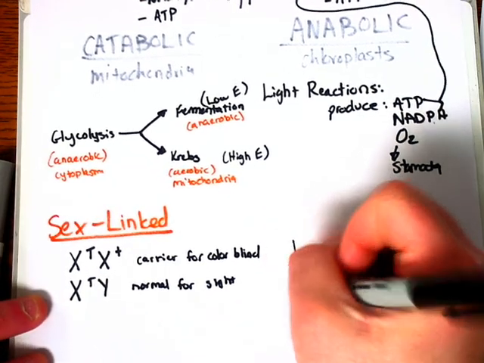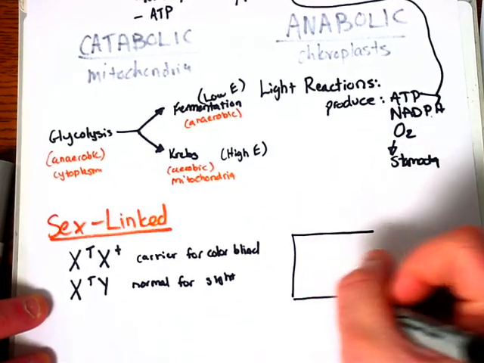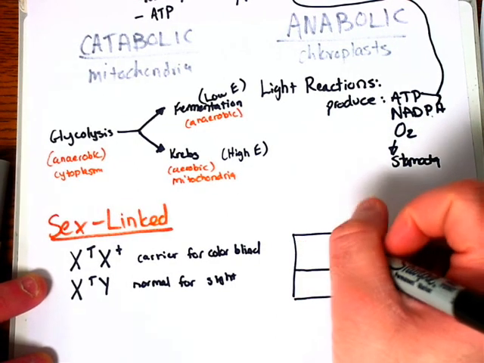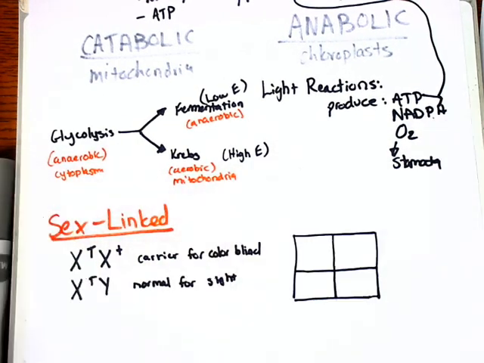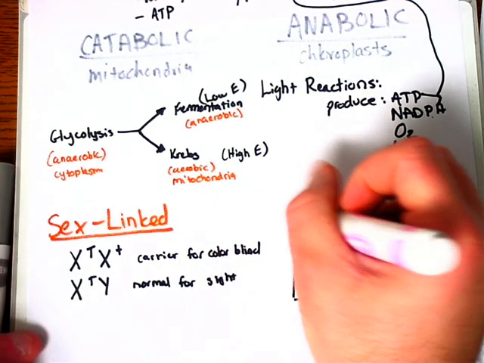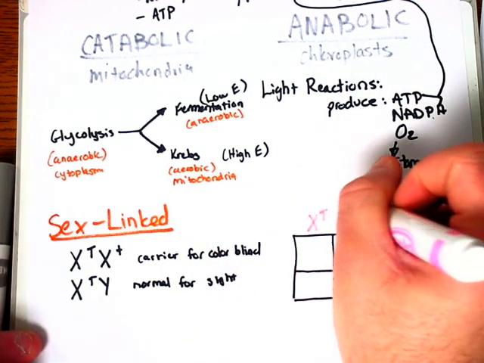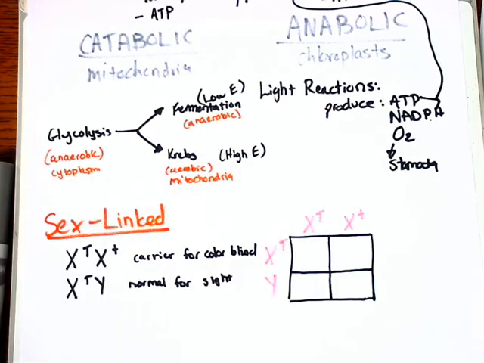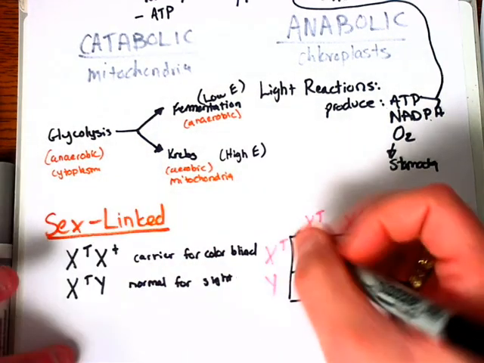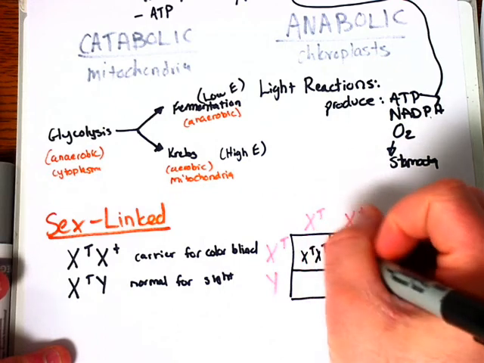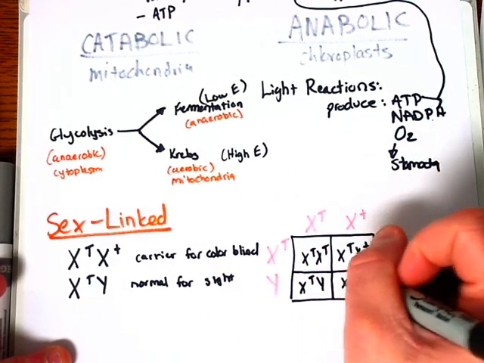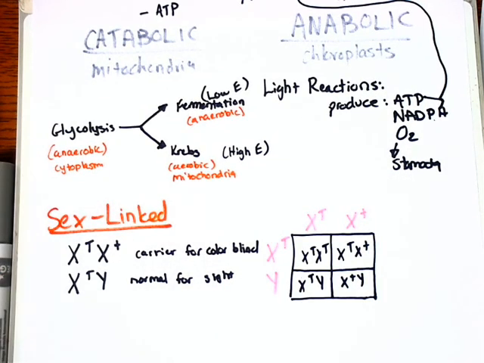Well, we can do the cross with these two individuals. And when all else fails, I think a Punnett square is the way to go if you're ever shaky on doing these types of problems. X^T, X^t there, X^T, and then a Y there. Cool. And I could do this cross real quick. So I got X^T X^T, X^T X^t, X^T Y, X^t Y. Perfect. Just like that.